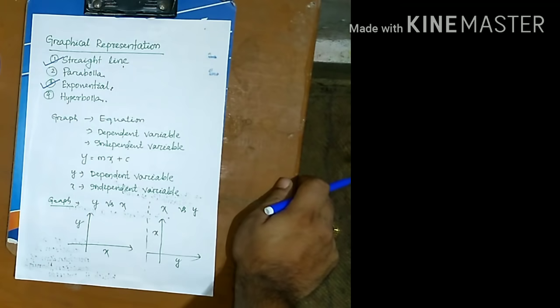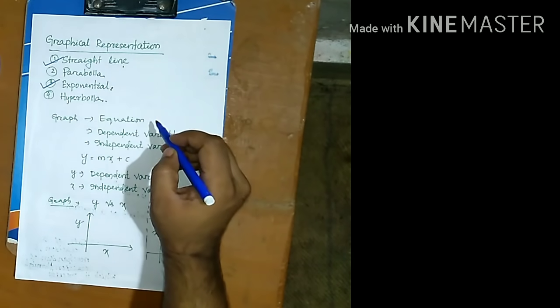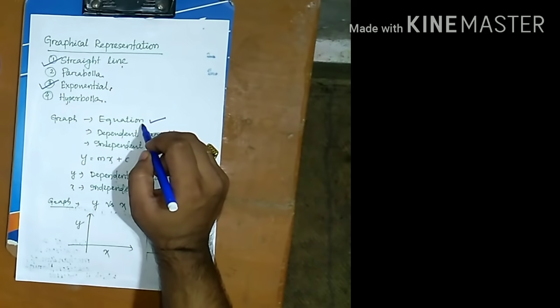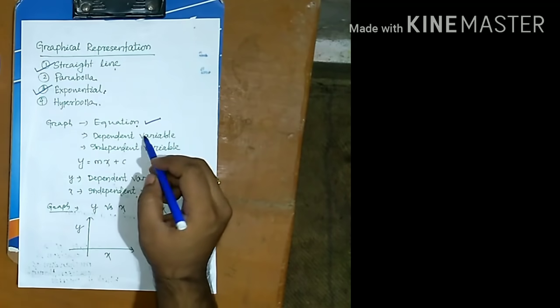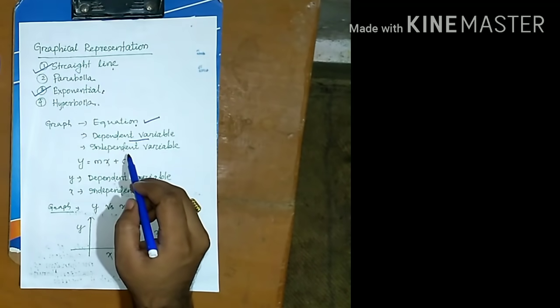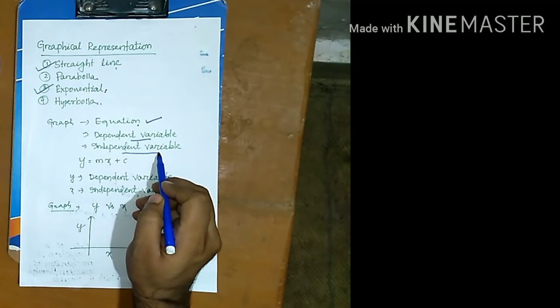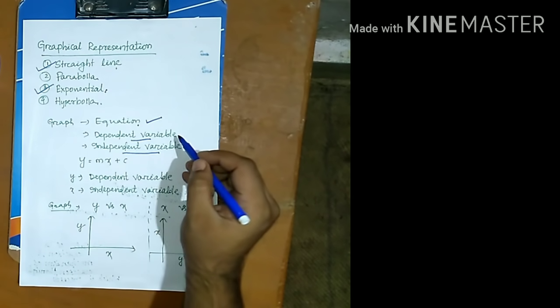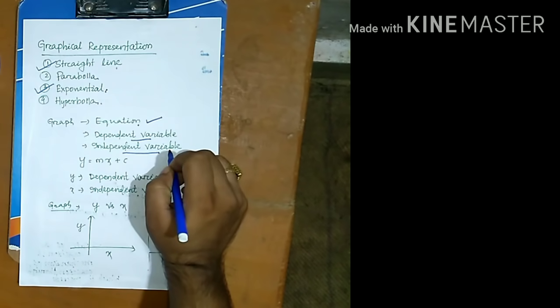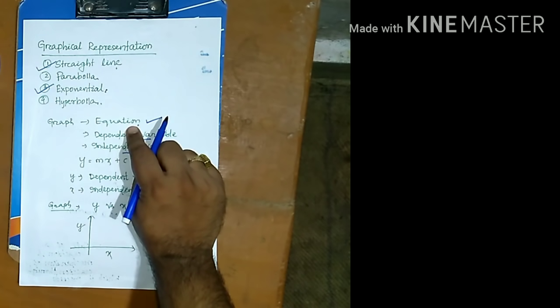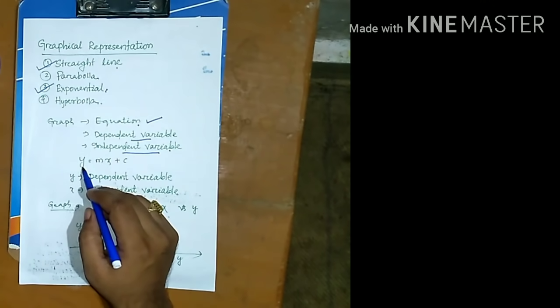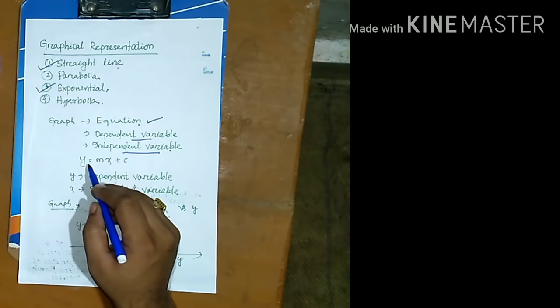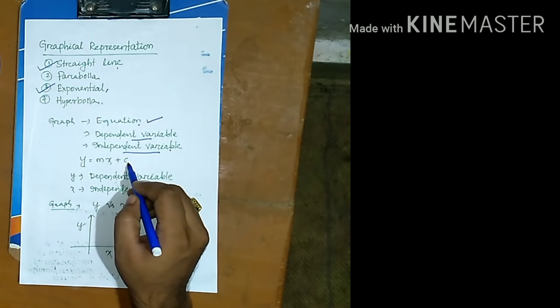Now let's go to the graph. Basically, whenever you are asked a graph, there will be an equation, and in that equation there will be a dependent variable and another one will be an independent variable. And remember, there will be an equal to symbol between the dependent variable and independent variable. That's why that is an equation. Let's go to one example. Here this is an equation I have given: y is equal to mx plus c.